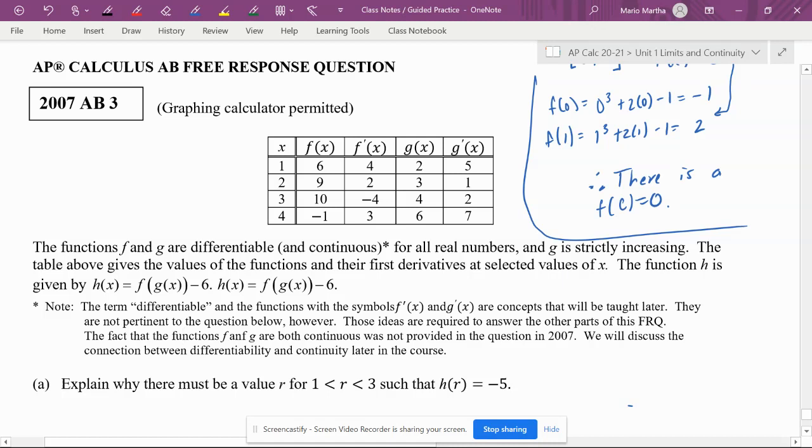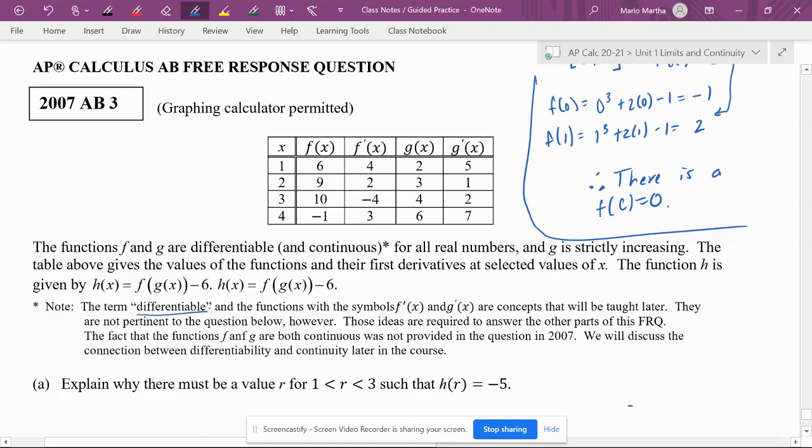The functions f and g are differentiable and continuous for all the real numbers, and g is strictly increasing. So the table above gives the values of the functions and their first derivatives at selected values of x. The function h is given by h of x equals f of g of x minus 6. And then there's a typo there, repeats.